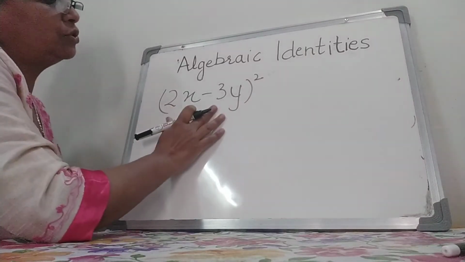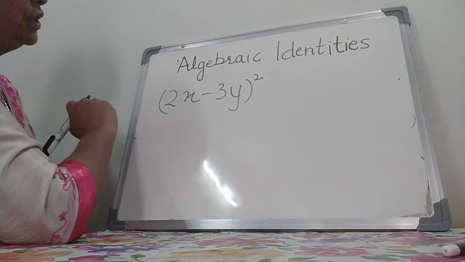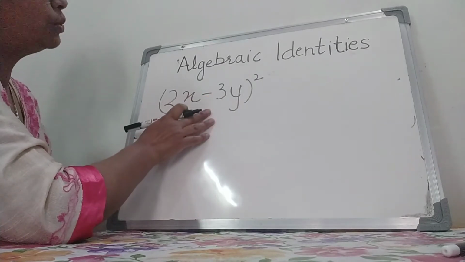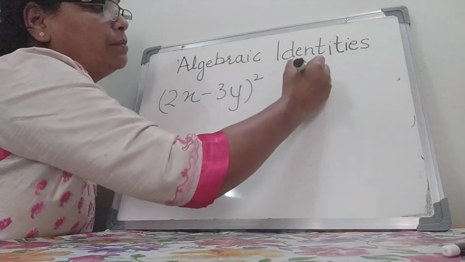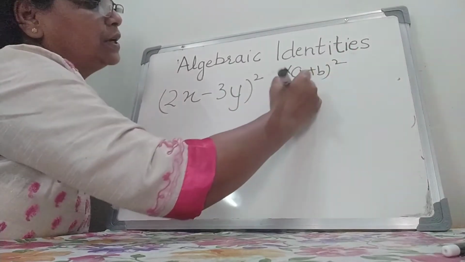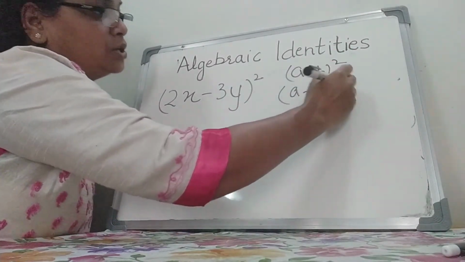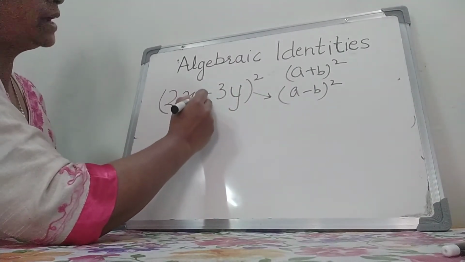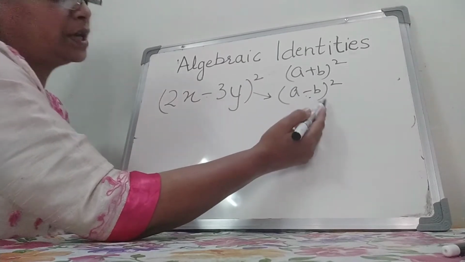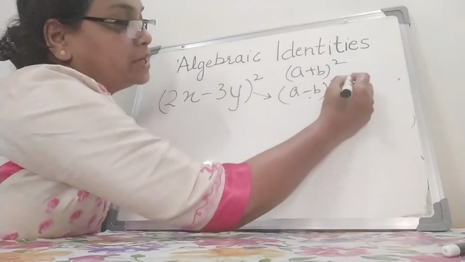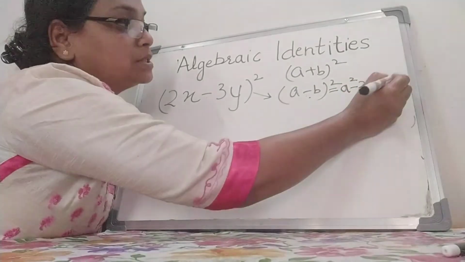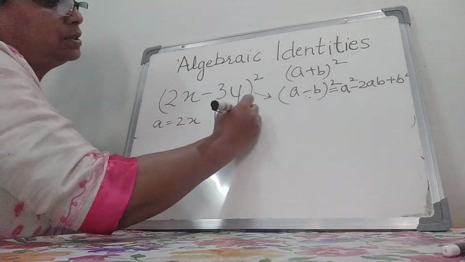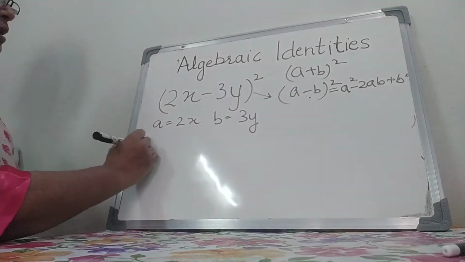Now if this is another question to be simplified, how will we do it? We'll first try to find out which identity we will use. We have just talked about two identities. One is (a + b) whole square and another one is (a − b) whole square. We see that it suits the second identity. Here also we have a minus sign, and in this identity we have a minus sign. This identity is equal to a² − 2ab + b². Here in this question a is 2x and b is 3y. So we'll use this again.